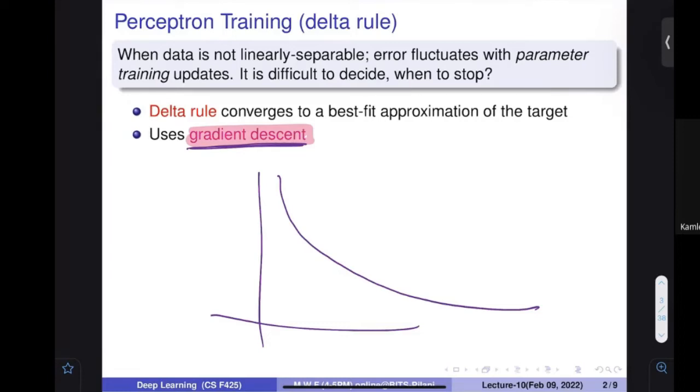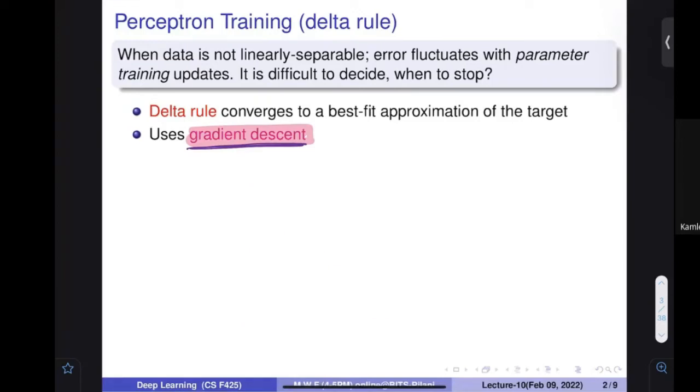Make sense? Okay. One more thing that I wanted to tell you, that earlier what was happening.